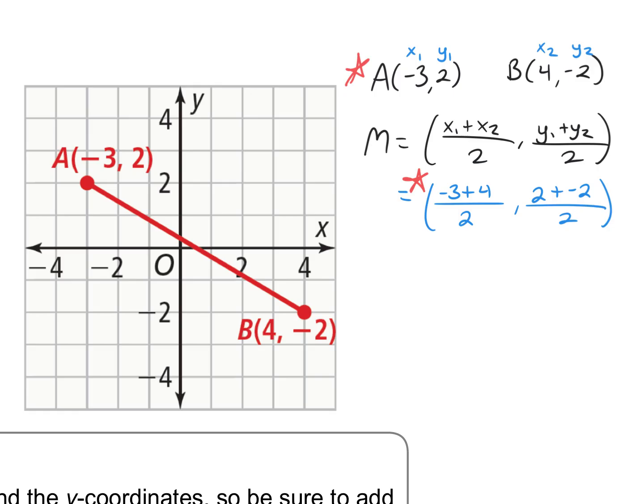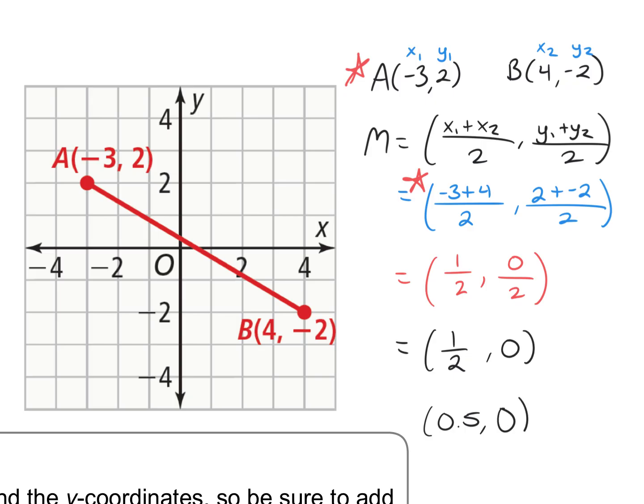Continuing on, what's -3 plus 4? 1. And then we have divided by 2. What's 2 plus -2? 0. 0 divided by 2. Now you want to make sure your answers are in simplest form. I do not care if you leave it as a fraction or write it as a decimal. I'm going to leave it as 1/2, but you could also write it as 0.5. Can I leave this as 0 divided by 2? No. Right, 0 divided by 2 is 0. I would accept either of these. I'm just going to leave mine in fraction form.